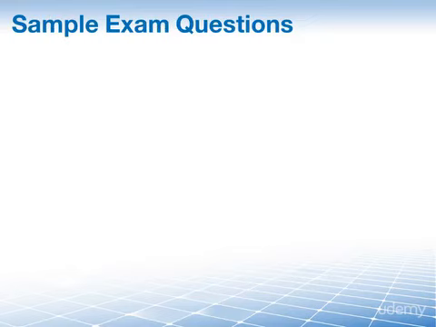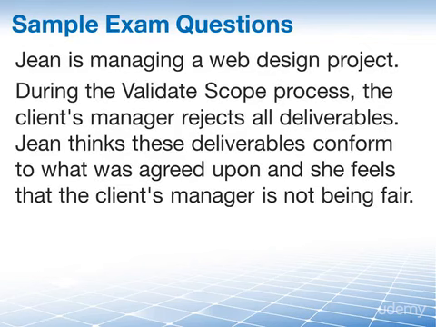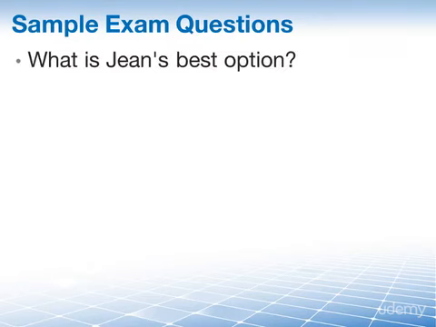And finally, here is the promised PMP exam sample question. Jean is managing a web design project. During the validate scope process, the client's manager rejects all deliverables. Jean thinks that these deliverables actually conform to what was agreed upon, and she feels that the client's manager is not being fair. So, what is Jean's best option?